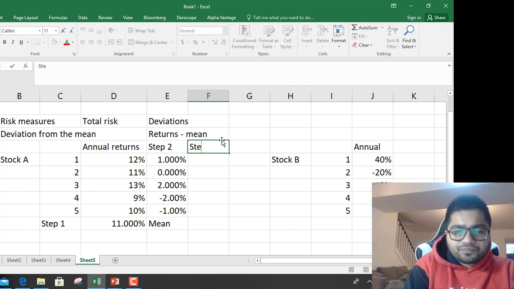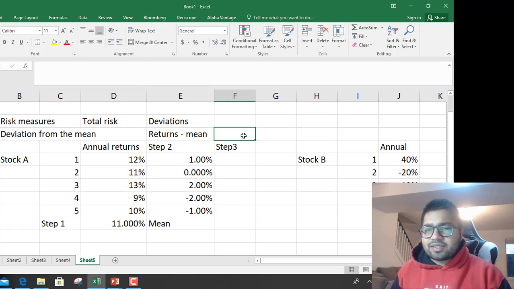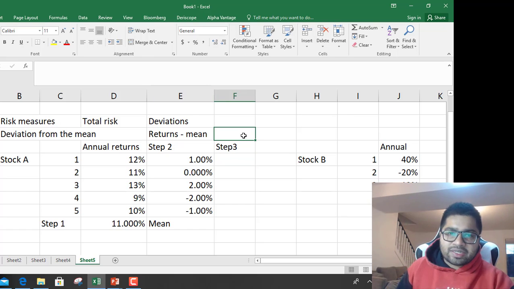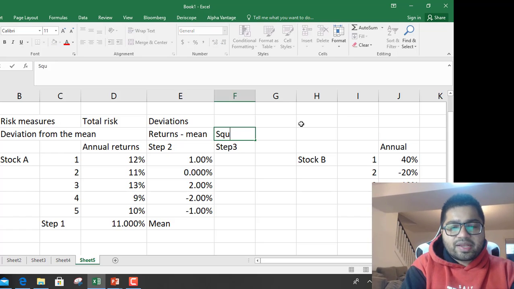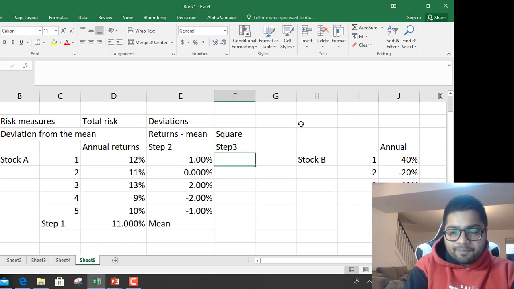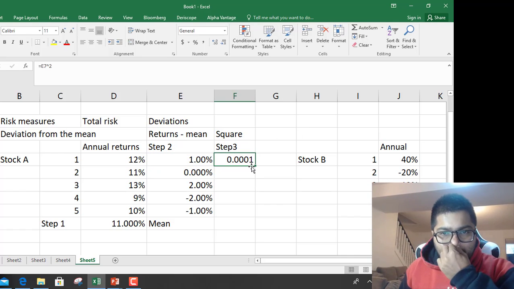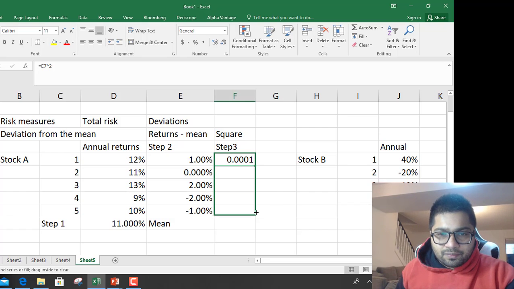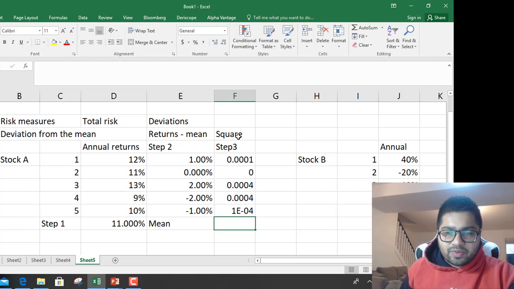Step 3, we square them up, because we are interested in how much deviation there is. We are not interested in whether it is positive or negative. So to remove the sign, we square them up. How to square them up? Each of these to the power 2. So we square the deviations. That was step 3.